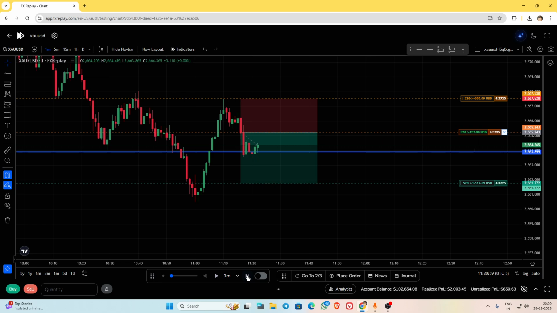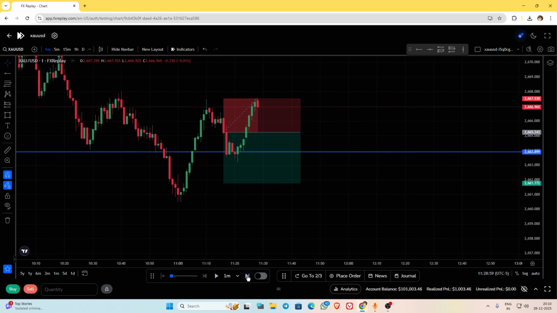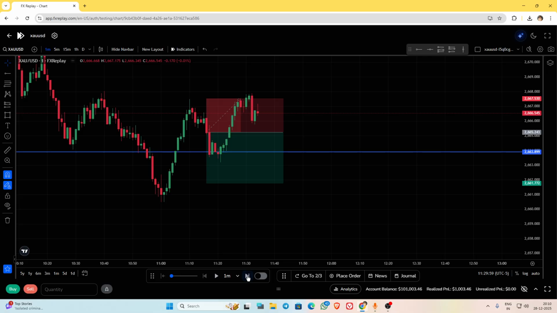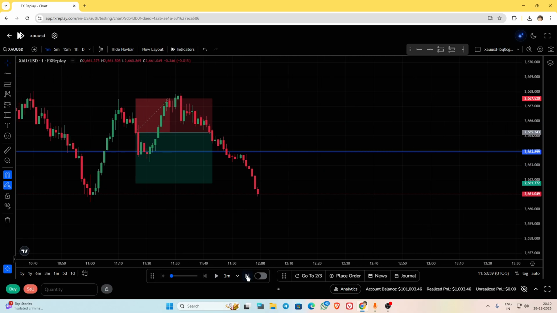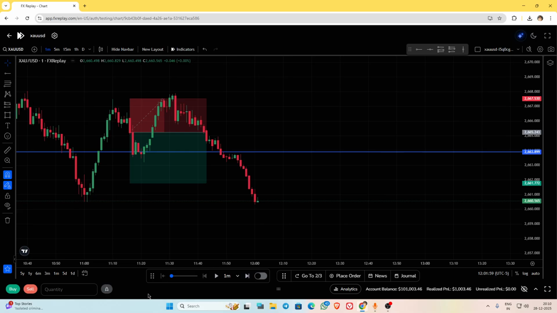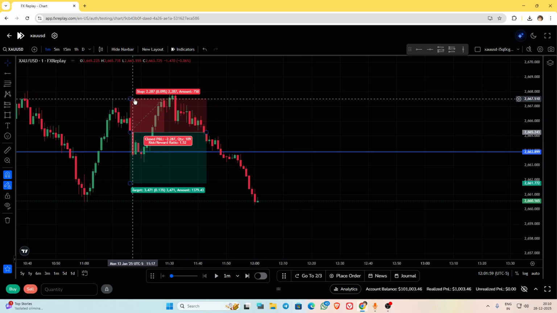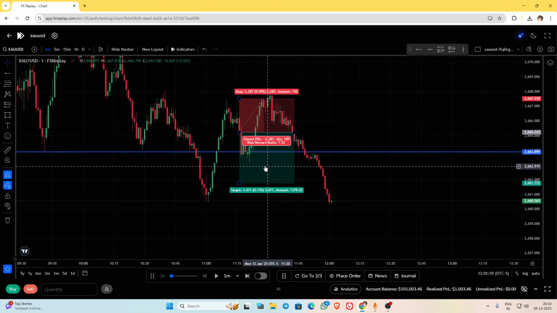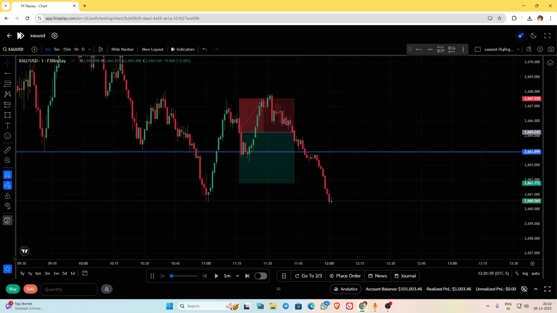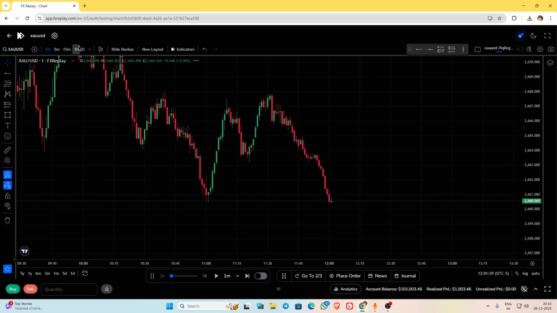We are in the trade, and we have a loss. No problem. Okay, so it was a good trade, to be honest, but it slightly took our stop loss and then goes towards the take profit. No problem, we will move to the next trade.